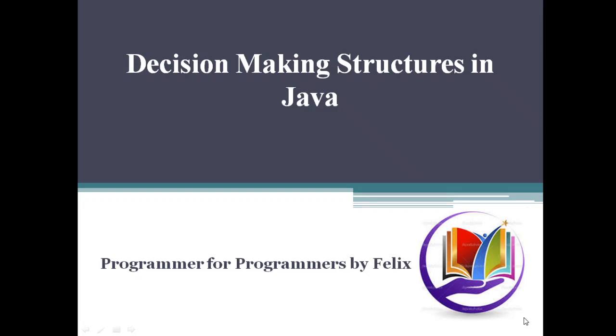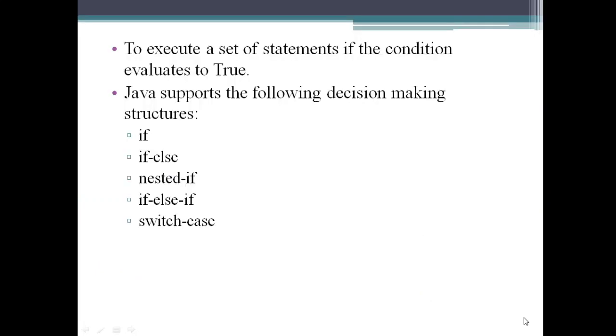Hi everyone. In this video we are going to discuss the various decision making structures in Java. So what is decision making? Normally, if there are multiple alternatives to be executed and you want to choose any one of the alternatives based on a condition's evaluation, it's called decision making. In many of our applications we want to have decision making.